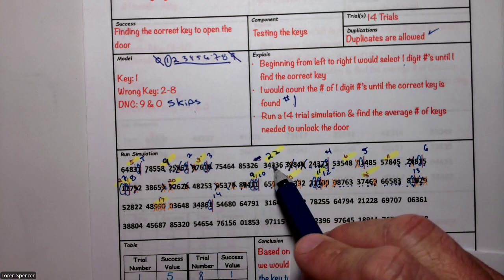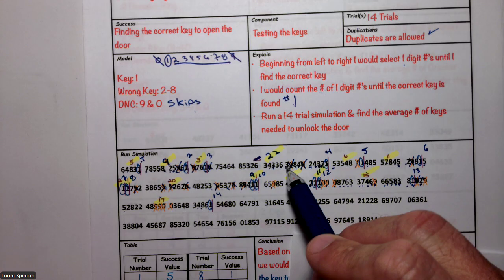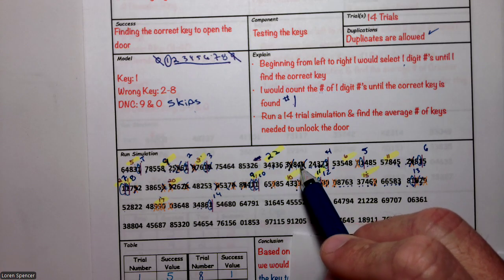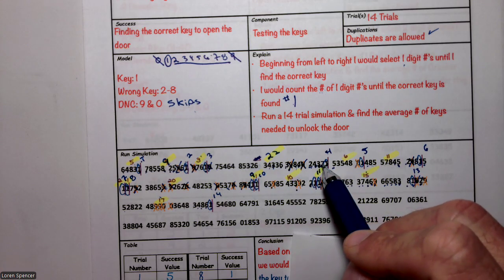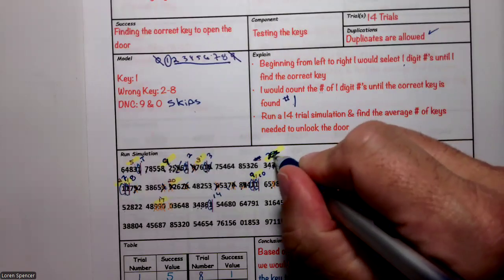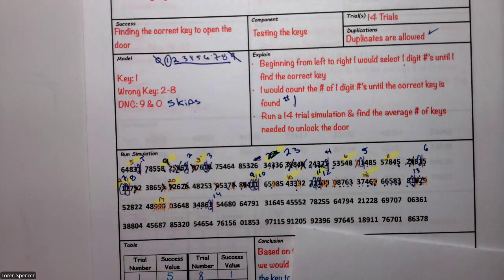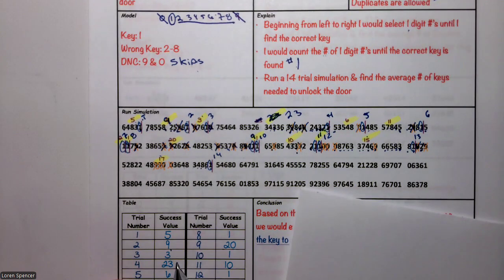5, 10, 15, 16, 17, 18, 19, 20, 21, 22, 23. Ah, that is a 23. That's good. All right. So I made a mistake. That's a 23. So this needs to be 23.